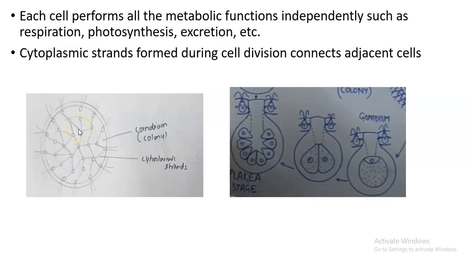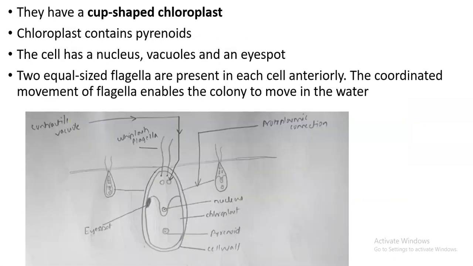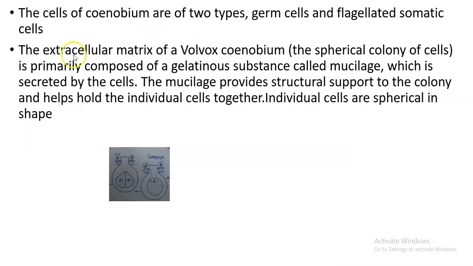I told that it is a hollow sphere, so that hollowness will be filled with an extracellular matrix, because this is outside the individual cell, and that particular substance that is filled in the cavity or hollowness is known as mucilage. It's a gelatinous or mucilage-like substance which is secreted by the cells. The mucilage provides structural support to the colony and helps hold the individual cells together.